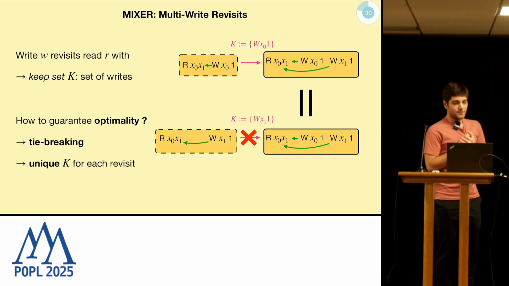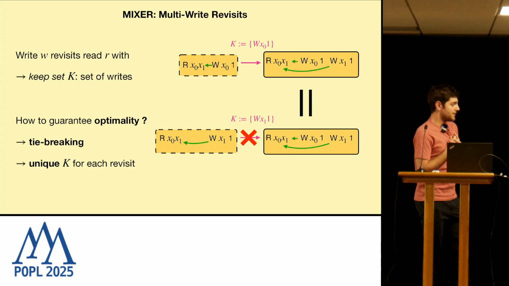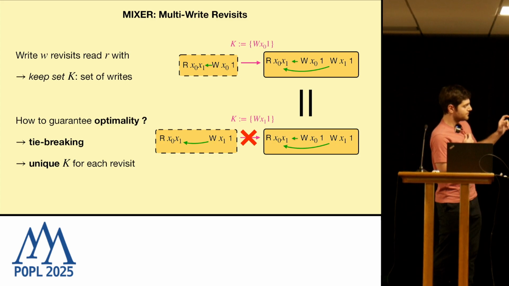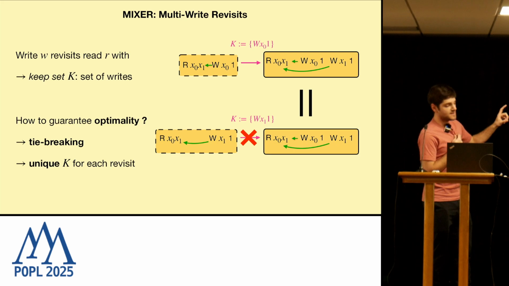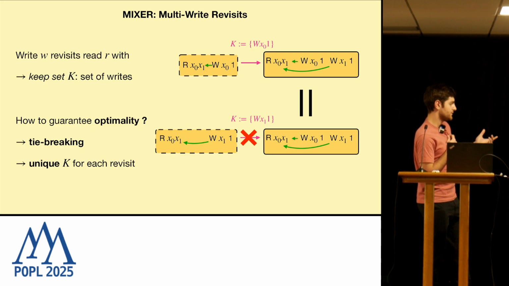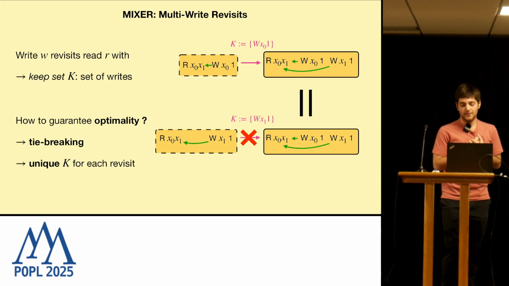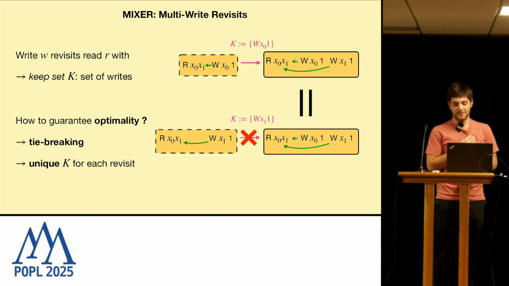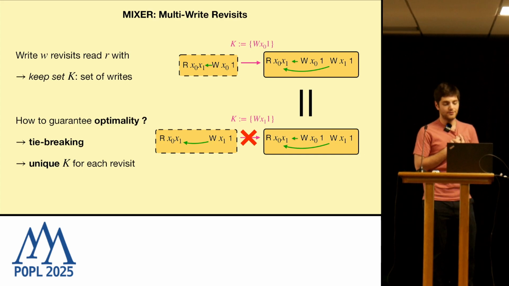So for this, we need a bunch of conditions that we've added, and one of them is tie breaking. Tie breaking has a way to tell which of the revisit steps of these two you allow, and we also have some more conditions to guarantee that, to do a revisit, there is a unique choice of keep sets that is allowed to do it. So this is how we guarantee optimality.